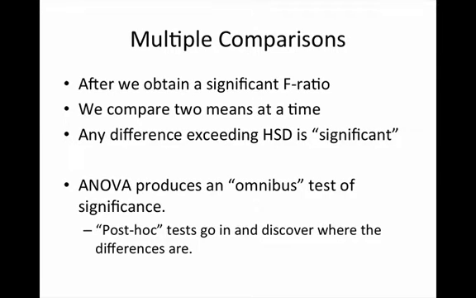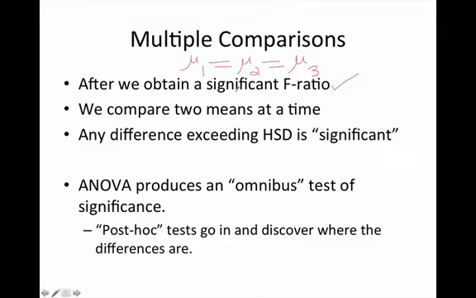Now, after we obtain a significant F ratio, we're running into a problem because remember that the null hypothesis is that all of the groups are equal. So in a 3-group case, the null hypothesis is going to be that the mean of group 1 is equal to the mean of group 2 is equal to the mean of group 3. Now, if I obtain a significant F ratio as a test of this hypothesis, it doesn't tell me that both of these are false. It doesn't tell me which one of these are false.